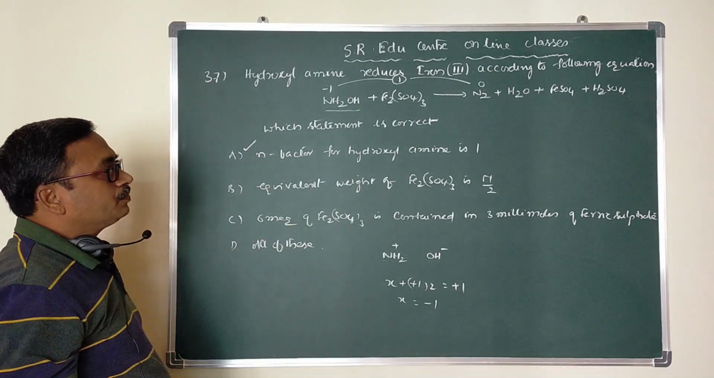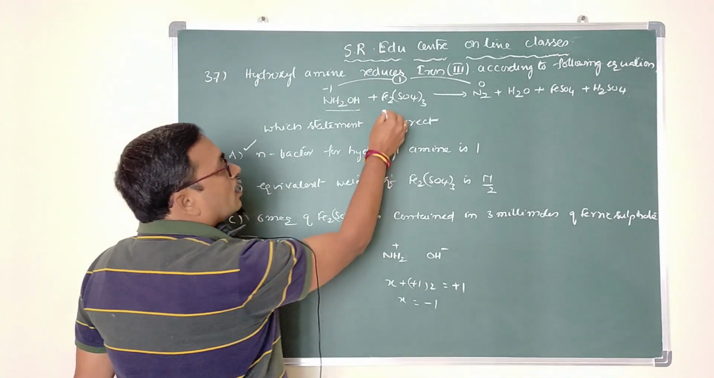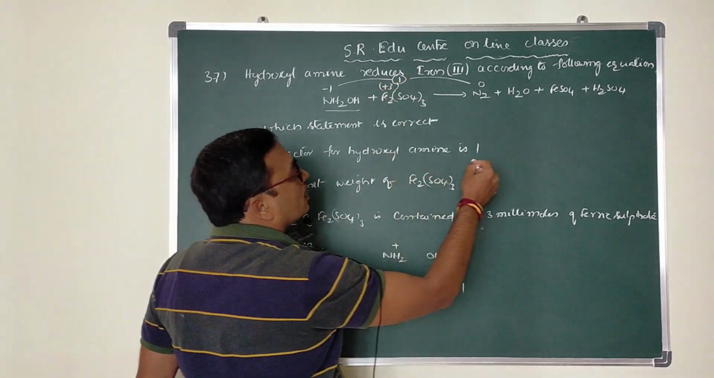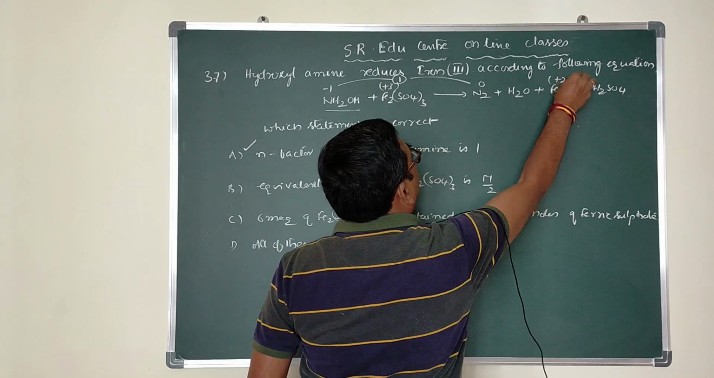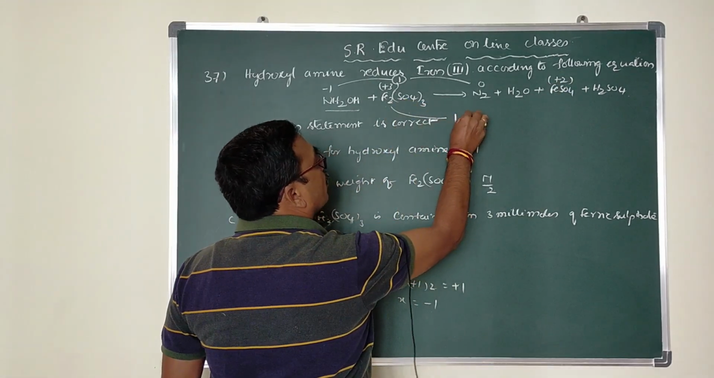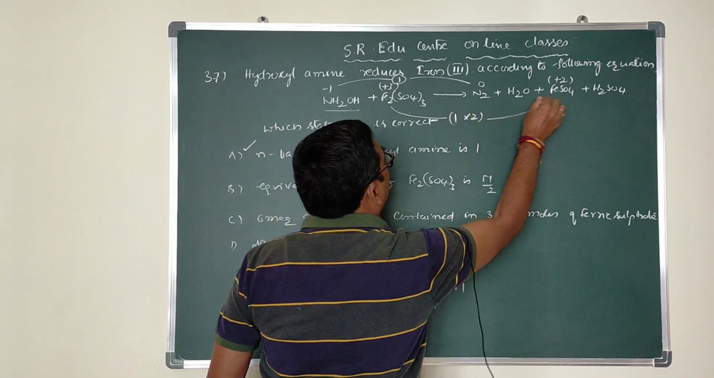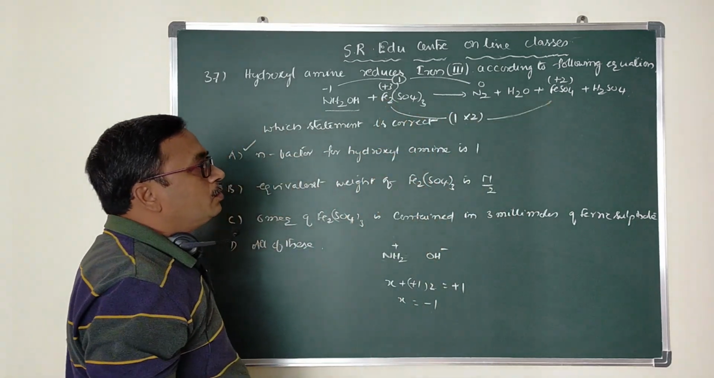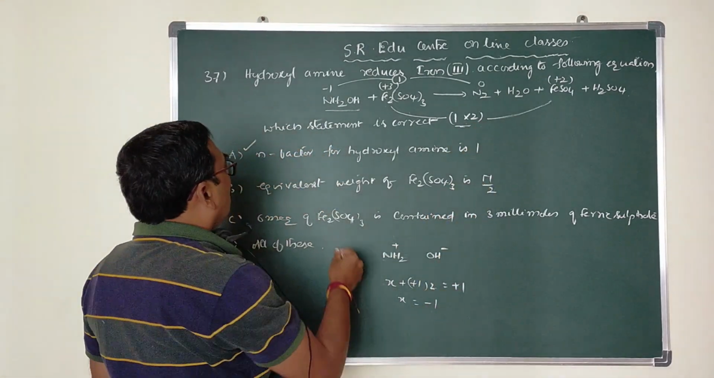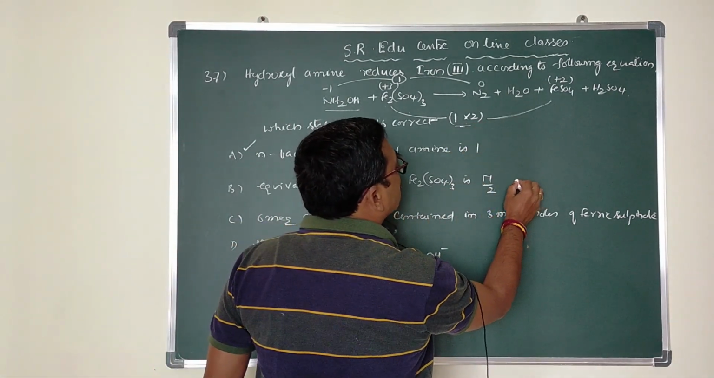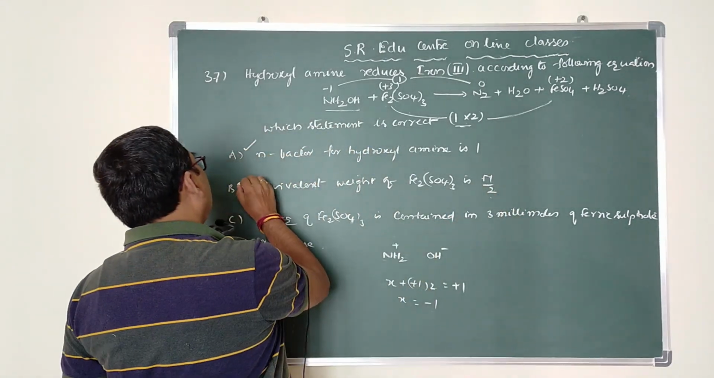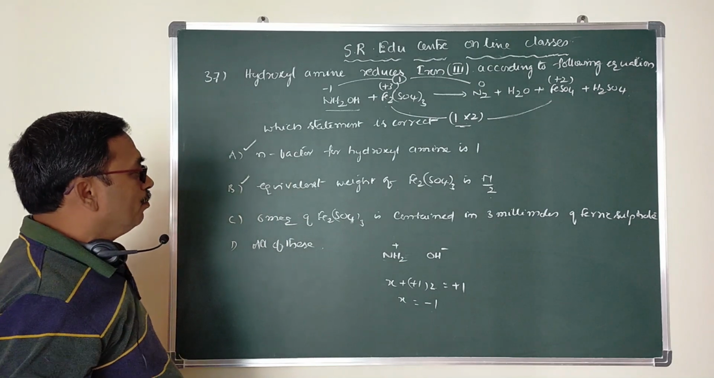That is correct. Then in Fe2(SO4)3, the oxidation state of iron is +3. Here it is +2 on the product side. Change in oxidation state per atom is 1. Per molecule is 1 into 2 because ferric sulfate contains 2 iron atoms. So N factor is 2 here. So equivalent weight of ferric sulfate is equal to molecular weight by N factor, that is M/2. So B also correct.